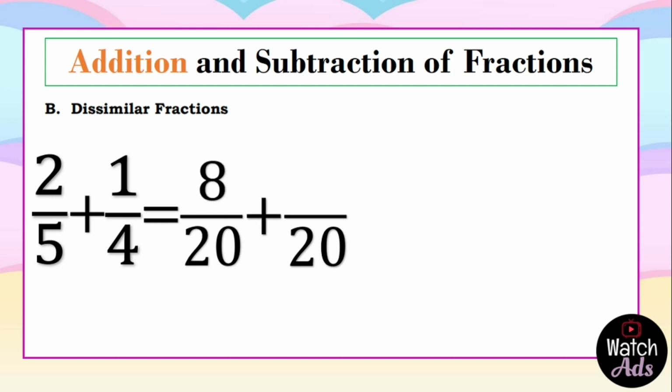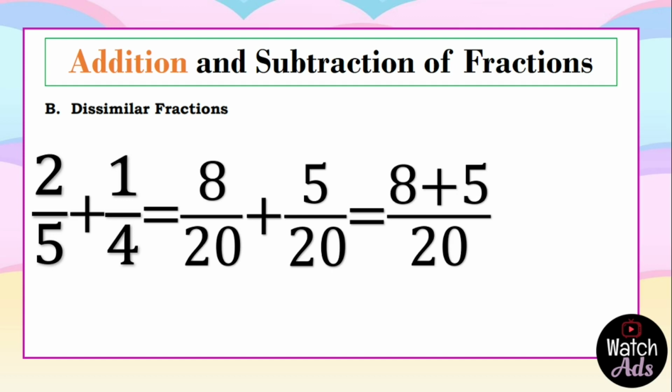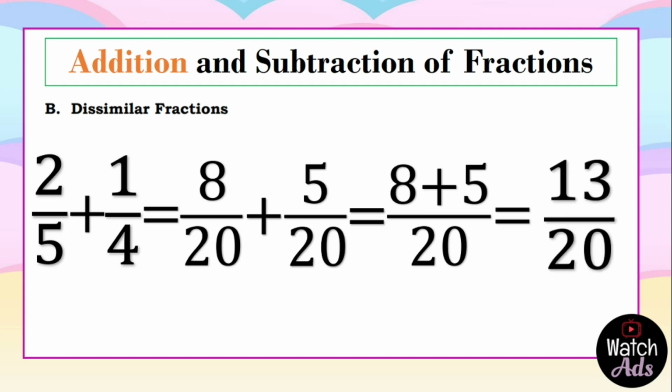Of course, our operation is addition. Again, we divide 20 by 4 and then multiply it by 1. We have our answer, 5. That is equal to, copy the common denominator as what we have learned earlier in adding similar fractions, and then add the numerators. We have our final answer, 13 over 20.